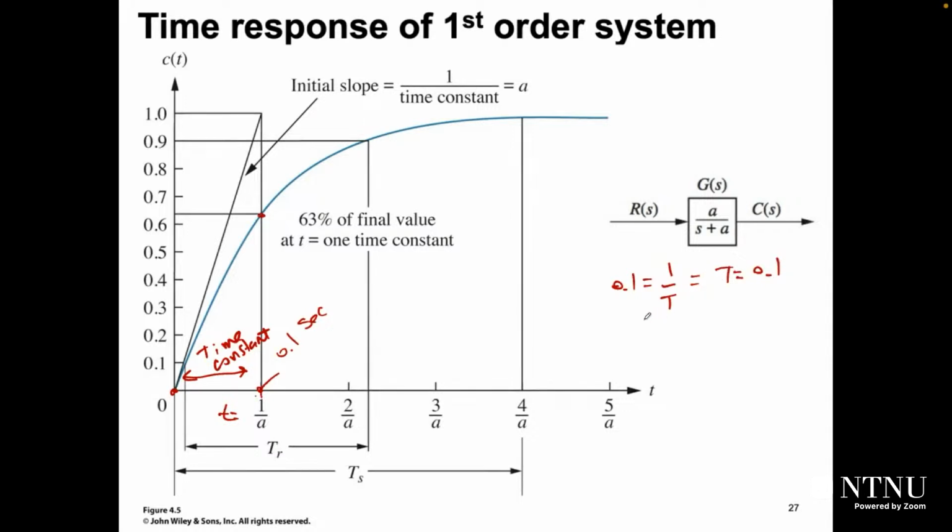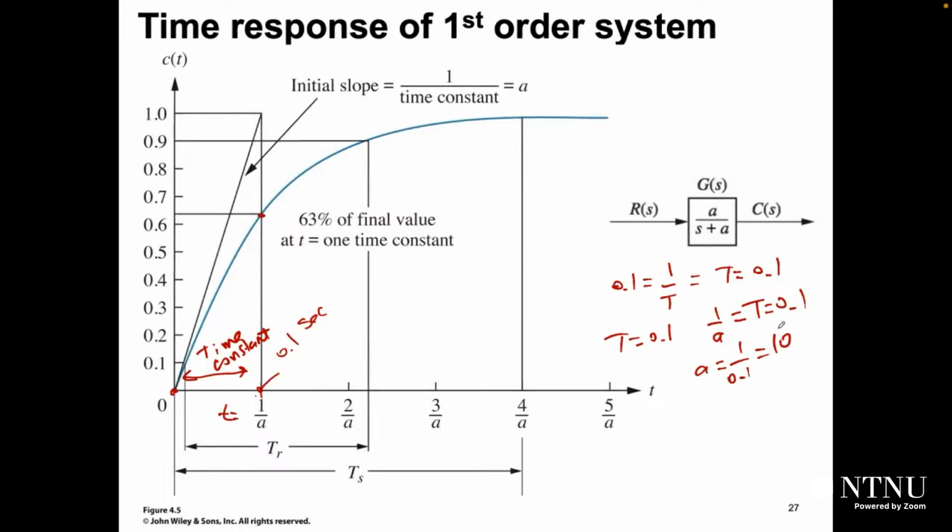I mean, this is my time constant, in fact. So maybe the time constant will be 0.1. And this coefficient, a, will be 1 divided by the time constant, T. So in this case, this will be 0.1. Cross multiply, so a will be 1 divided by 0.1, which will be 10, right? So I can find a from this.